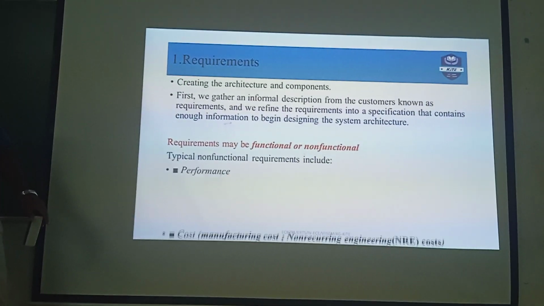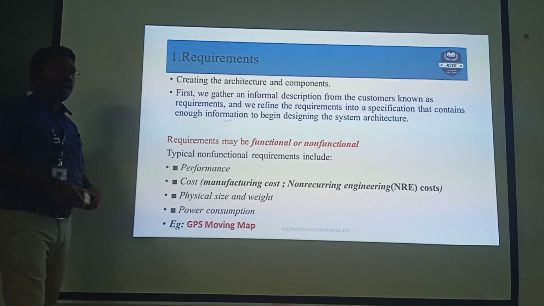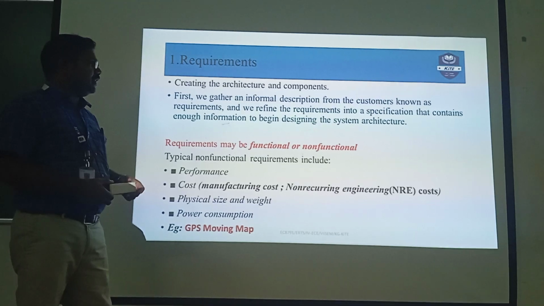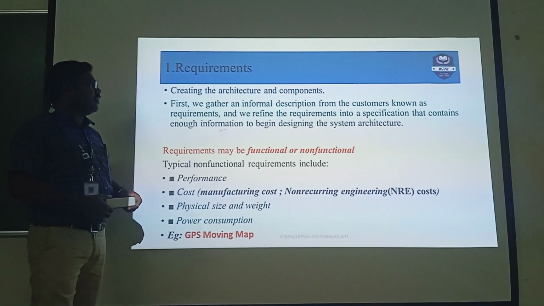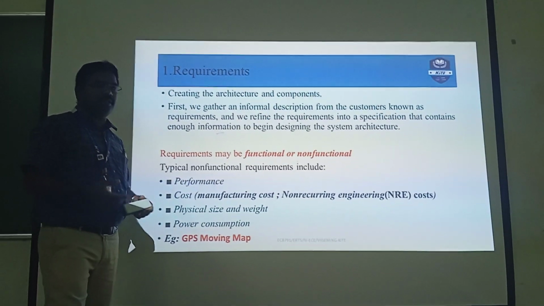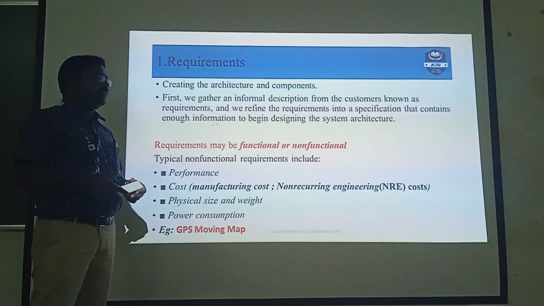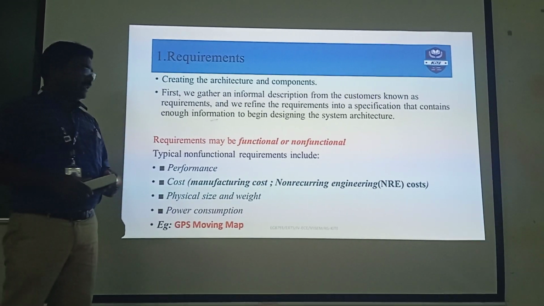The first one is requirements. In this, first we have to get the details from the customer, what they need in terms of their requirements, for creating the architecture and components. First we gather an informal description from the customers, known as requirements, and we define the requirements of our system. It can then be used for our architecture.